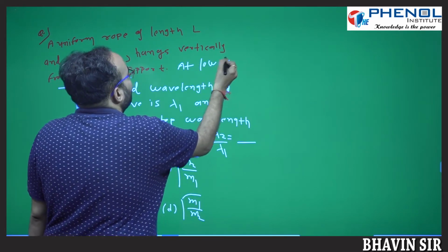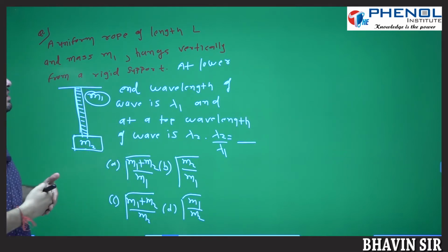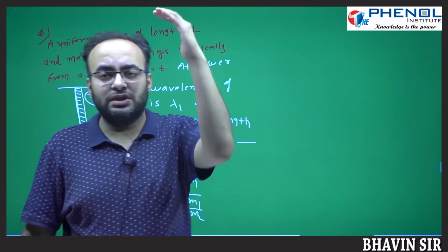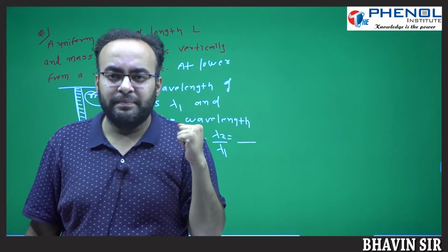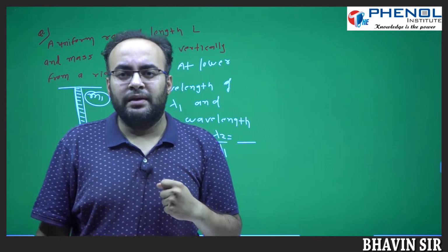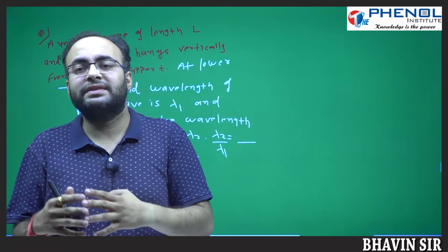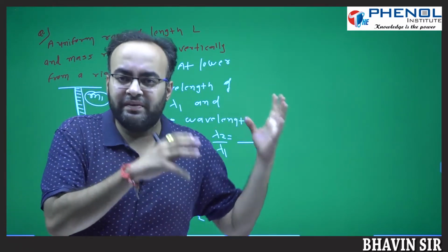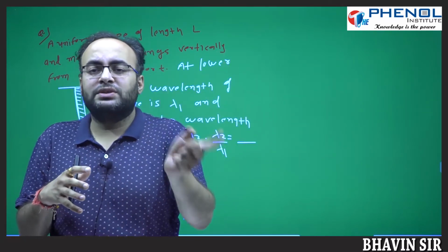So now at the lower end the wavelength of the wave is lambda 1, and at the top the wavelength of the wave is lambda 2. Now see students, it is the rope, and throughout the rope the wavelength of the wave is different. Why? Because this rope is heavy, students. If the rope is heavy, then tension is not the same at all points of the rope.